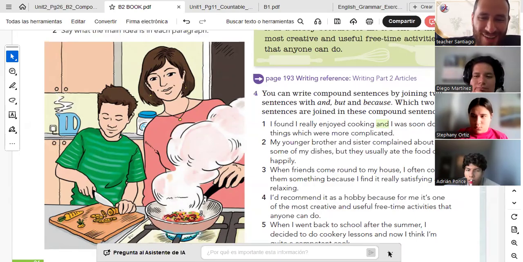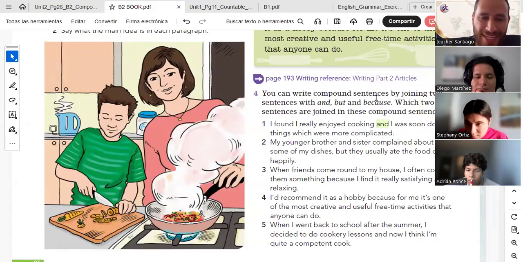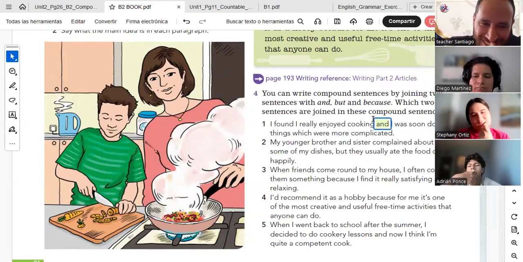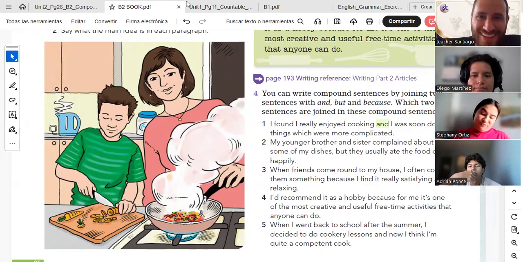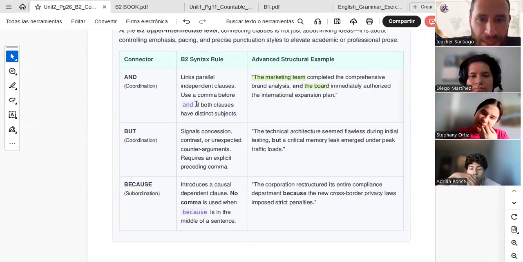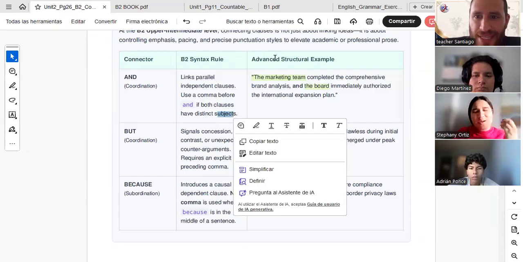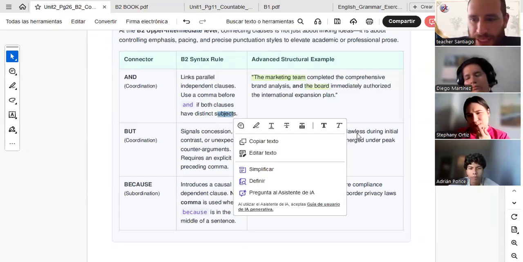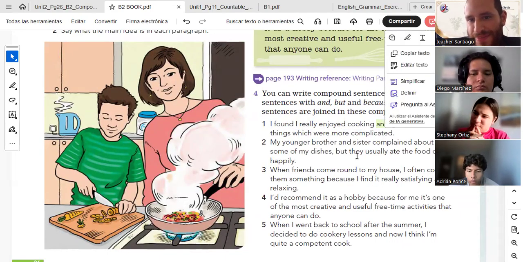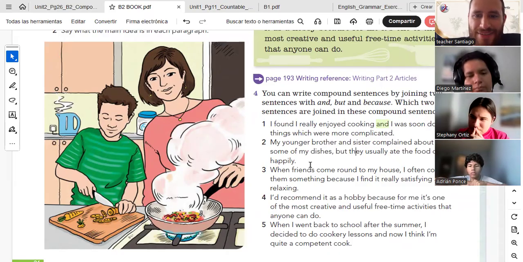Stephanie, for example, because Diego is having a lot of issues. Stephanie, wait, there's no comma. Look, the table said comma and here there is no comma. Why? No worries, let's see. It's here. It says, and: if both clauses have distinct subjects, use a comma. But notice here it is I and I, so we don't use a comma. It's the same subject.